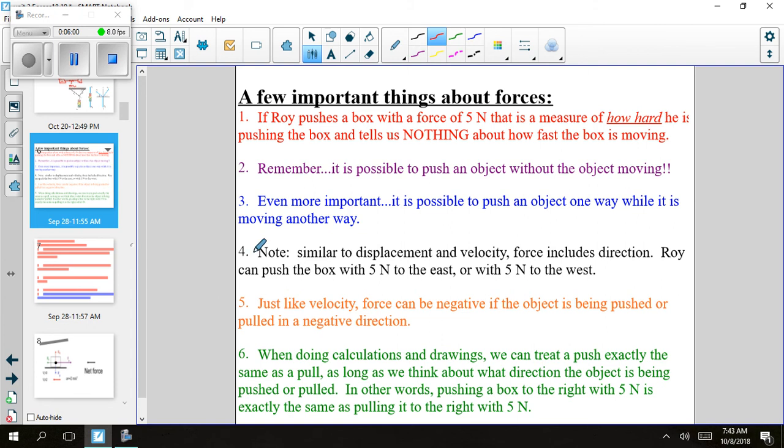So that brings me to number 2. It's possible to push something and have it not move. Even more importantly, it's possible to push something and it's moving in the other direction. Similar to displacement, force is a vector quantity, so it's going to have direction, north, south, east, west. It can be negative, it can be positive.